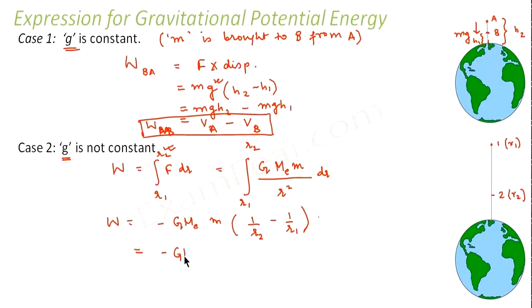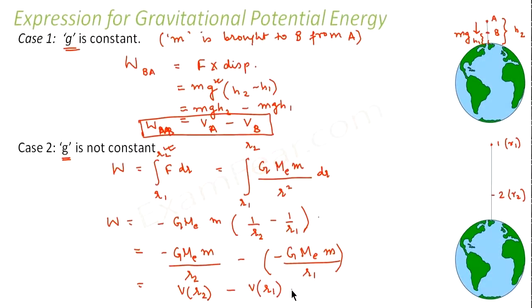Now this can be written as minus G me into m divided by R2 minus G me into m divided by R1. So we can say this is nothing but potential energy at R2. Similarly, this is nothing but potential energy at R1.